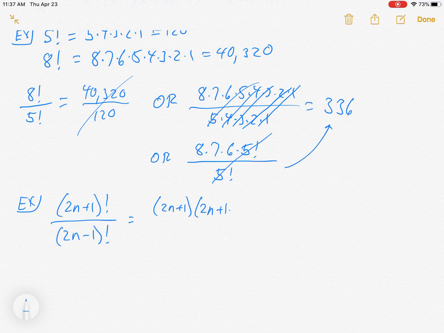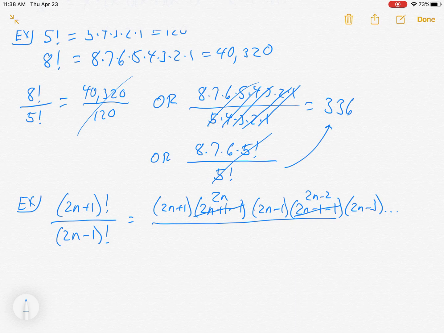Well, let's just write it out. We know that when you do a factorial, you write the same number that's before the exclamation mark first, then you do that number minus 1. So what's 2n plus 1 minus 1? Oh, that's just 2n. And then it would be 2n minus 1. And then 2n minus 1 minus 1, which is 2n minus 2. Do you see what's going to happen? Then it's 2n minus 3, and you just keep going on and on.